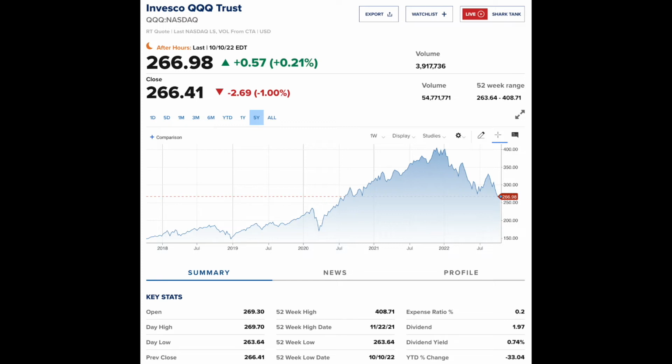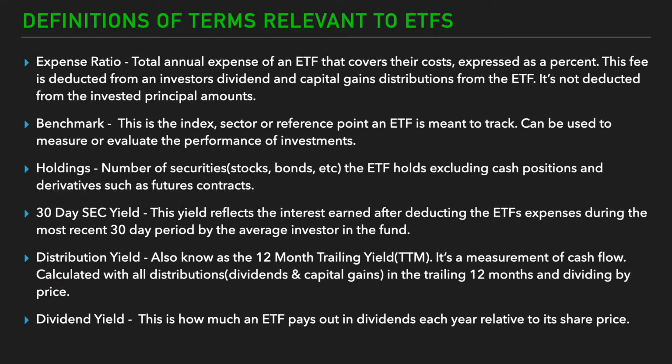Now, it's operating expenses right there. And that will not be taken out of your principal amount. So not out of that $1,000, let's say, if you were investing just $1,000 in an ETF, that $2 annual fee will not be taken out of that $1,000. Instead, it will be taken from the actual dividends and capital gains that will be distributed from that ETF to you, the investor.